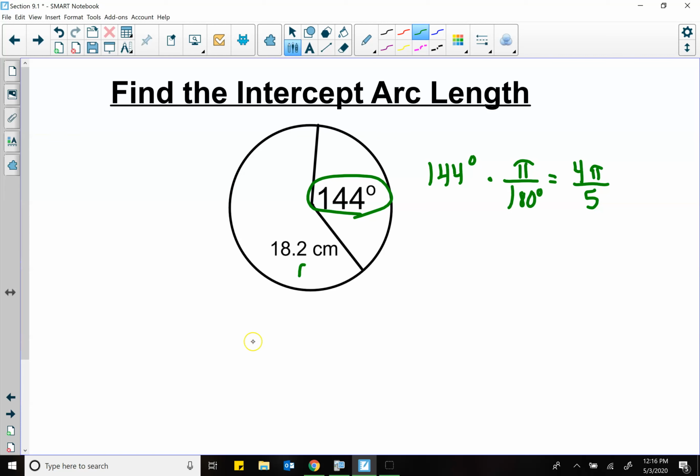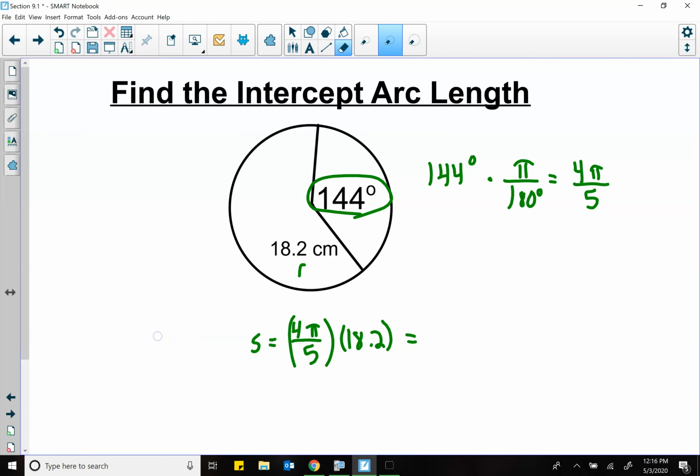Okay. So, S is equal to our arc length, which is 4 pi over 5, times our radius, which is 18.2. For this problem, they do not want the exact answer. They want you to round. So when you go into your calculator, you will actually plug in pi for this, because they want the actual arc length without pi.